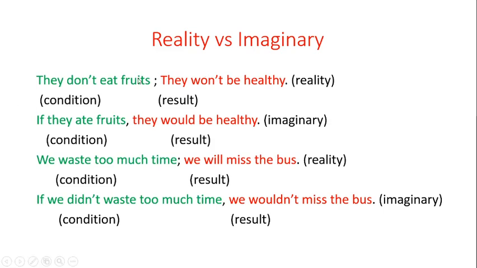Other examples. They don't eat fruits, they won't be healthy. So if they ate the fruits, they would be healthy. If we waste too much time, we will miss the bus. But if we didn't waste too much time, we wouldn't miss the bus.